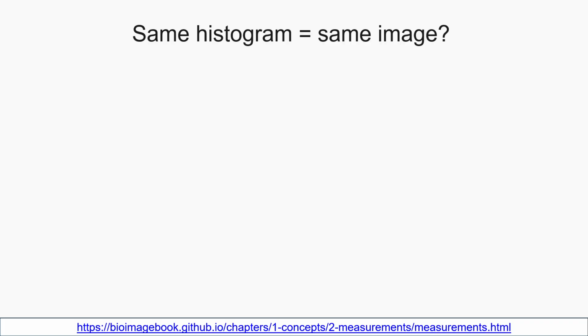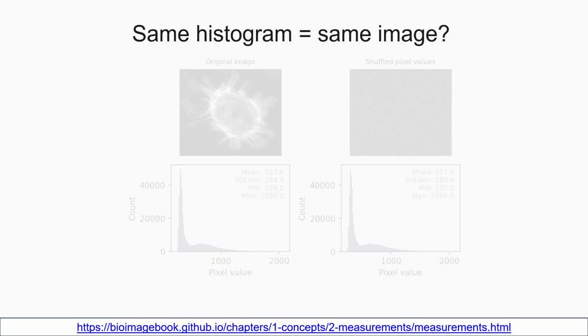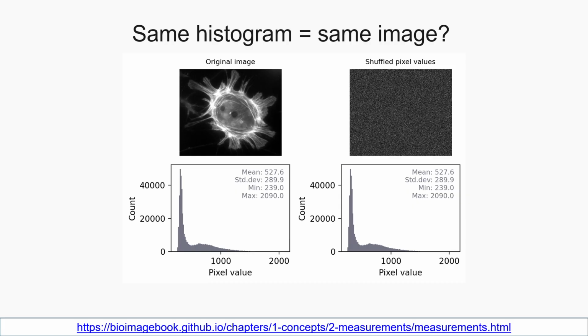Now, can the same histogram mean that the image is the same? The answer is no. Two images can have identical histograms while containing very different structures and spatial arrangements. Histograms only describe the distribution of pixel values. They do not preserve information about where those pixels occur within the image. As a result, histograms are useful summaries, but cannot fully capture image content.